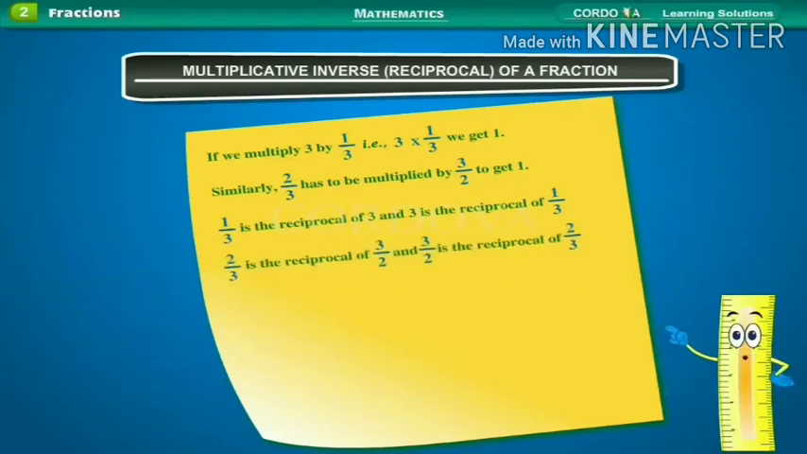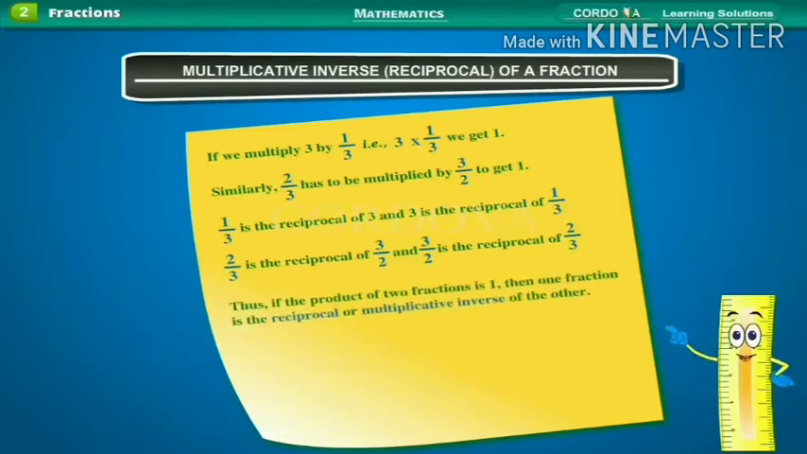2 upon 3 is the reciprocal of 3 upon 2 and 3 upon 2 is the reciprocal of 2 upon 3. Thus, if the product of two fractions is 1, then one fraction is the reciprocal or multiplicative inverse of the other. Clearly, the reciprocal of a non-zero fraction a upon b is the fraction b upon a.